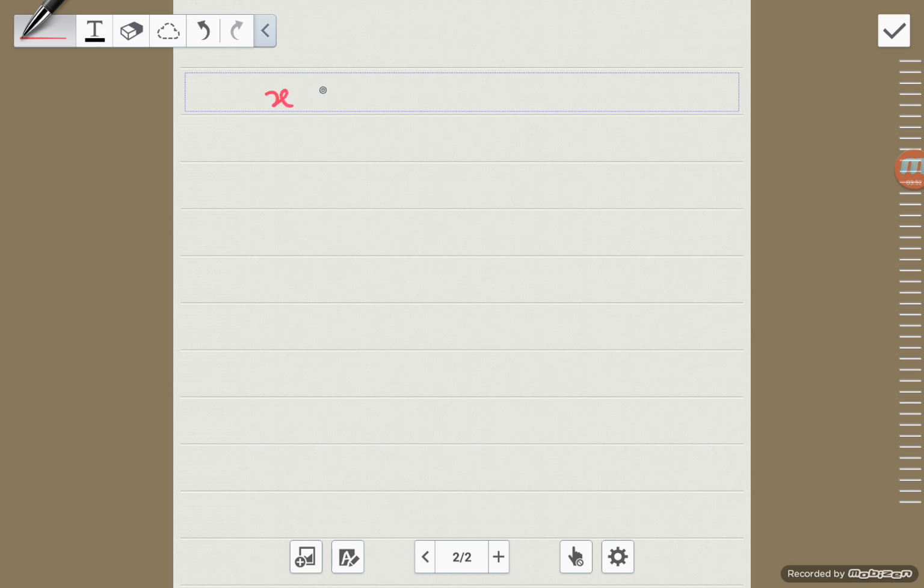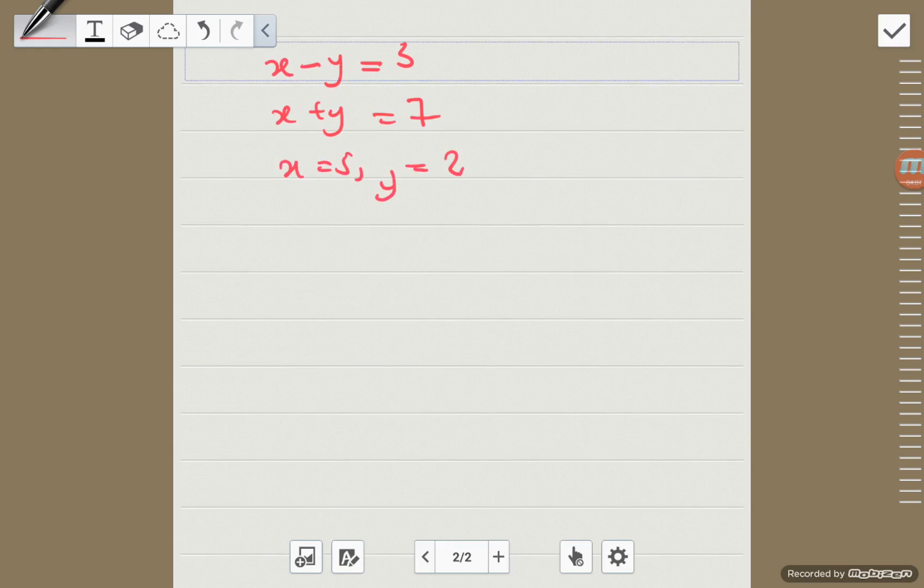So if we have a system x minus y equals 3 and x plus y equals 7, and we solve that system, we'll have x equals 5 and y equals 2. If we put this together, (5, 2), this is what we call the solution set of the system.